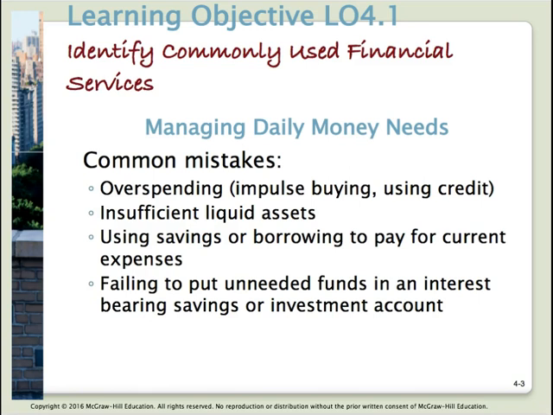Let's look at some of the common mistakes that are made. First is overspending. A big one is impulse buying, buying things that you hadn't planned to buy. This happens a lot when you're running through the mall or the grocery store. There are things there that you hadn't planned on buying, but they're there and you decide on impulse that you want it, so you grab it, oftentimes using credit to pay for it. And this can be a common mistake in managing our finances.